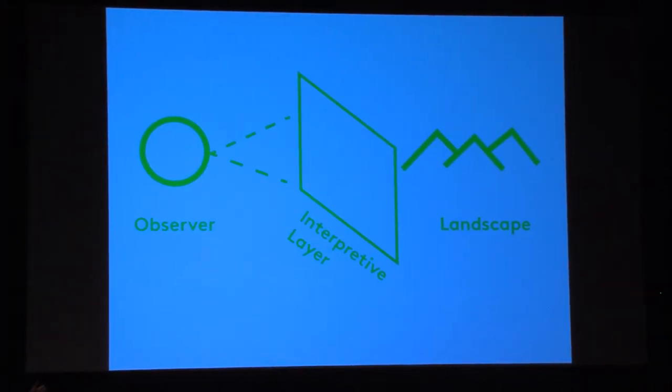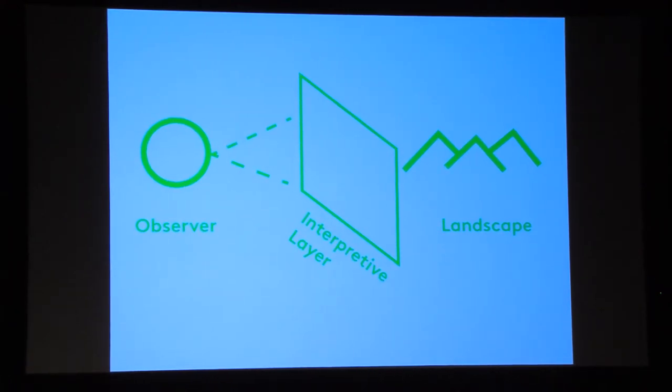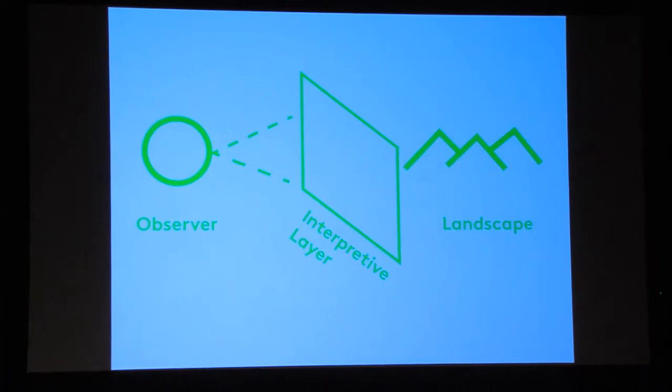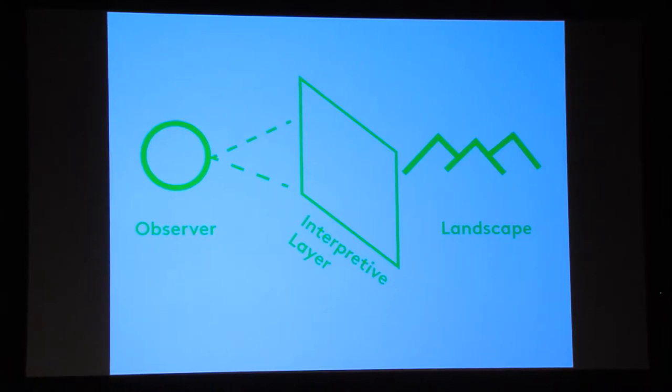This is an idea I got from a guy, Matthew Coolidge, who runs a thing called the Center for Land Use Interpretation. He talks a lot about the interpretive layer and the relative thickness of it. What I've taken from it is this idea that you have a landscape, you have an observer, but what the observer actually takes from that landscape is often determined well in advance of encountering that landscape. You bring to a landscape a lot of assumptions and ideas about what you're gonna see there.